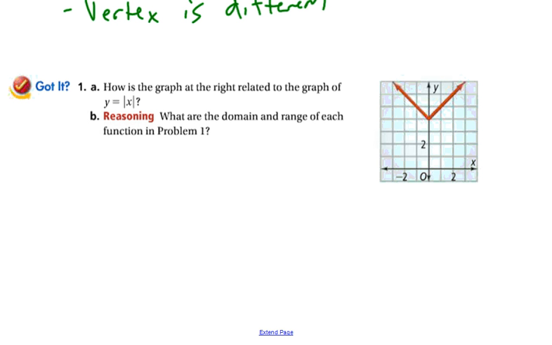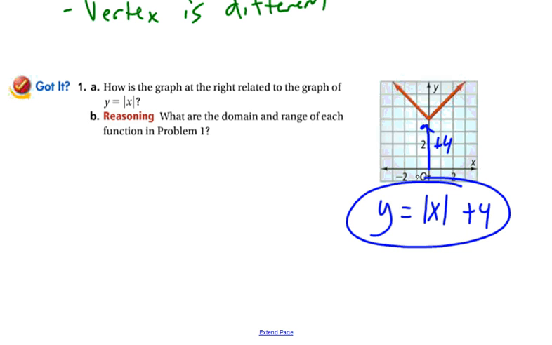Now, how is the graph at the right related to the graph of y equals the absolute value of x? Again, it's the same V, but you may realize that it's raised up 4. So everything is up 4. It's still going to be the absolute value of x, it's just going to be plus 4. So that would be the function rule for that one.